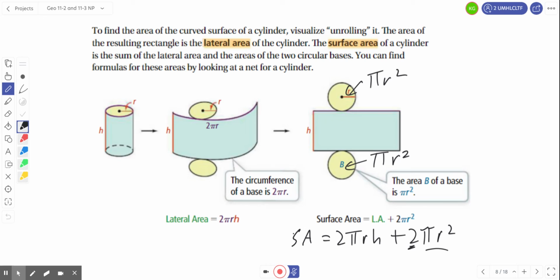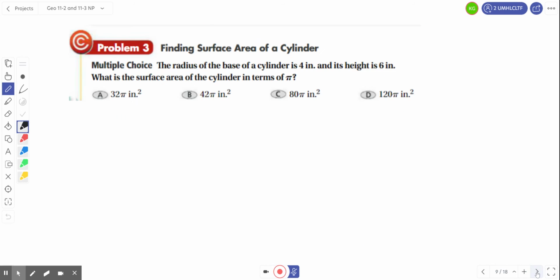All right. Finding the surface area of a cylinder. So the radius of the base of a cylinder is 4 inches and its height is 6 inches. What is the surface area of the cylinder in terms of pi? So that's nice because we can probably do these calculations in our head. But you also probably want to sketch a quick picture.